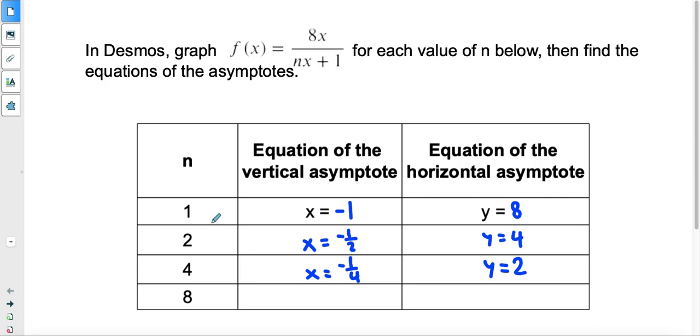When n is equal to 2, y is equal to 4. You might notice a couple things there. First, the equation of my horizontal asymptote is in the form y is equal to 8 divided by n. Right? Because if n is equal to 1, 8 divided by 1 gives you the horizontal asymptote. If n is equal to 2, 8 divided by 2 gives you the horizontal asymptote, and so on. When n is 4, 8 divided by 4 is going to give you the horizontal asymptote.